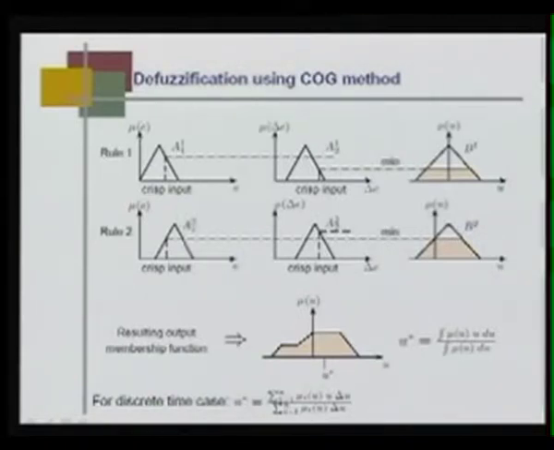So, then what we do is, the shaded portion is the control action, given by the min principle, and now we add these 2 shaded areas and then we get this complete area, and this is my complete control action. This is the fuzzy control action, and this fuzzy control action is converted to the crisp control action using the center of gravity method. Okay. We have already discussed the center of gravity method.